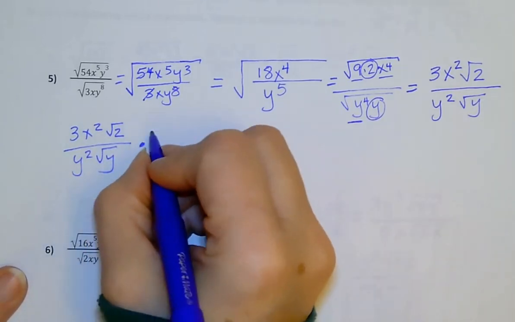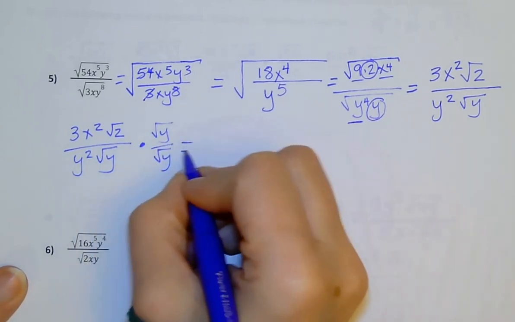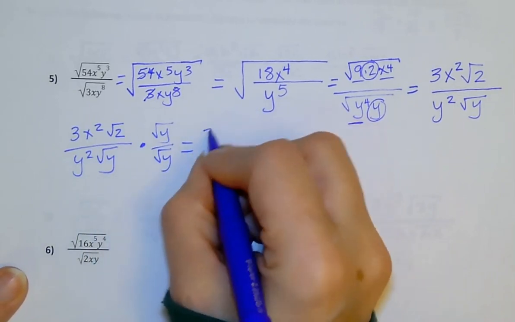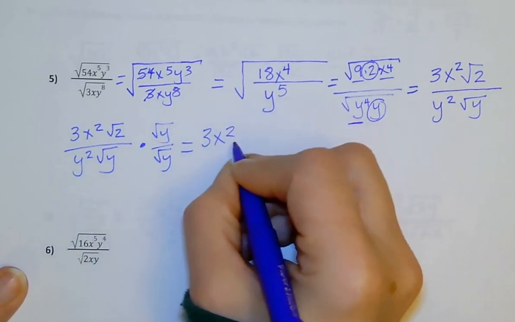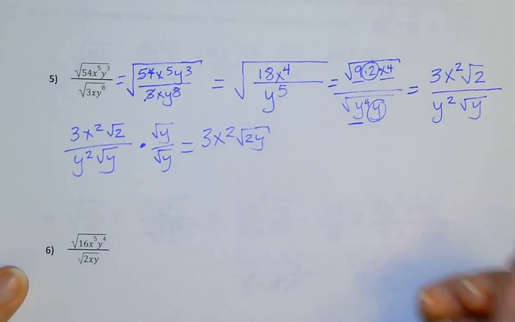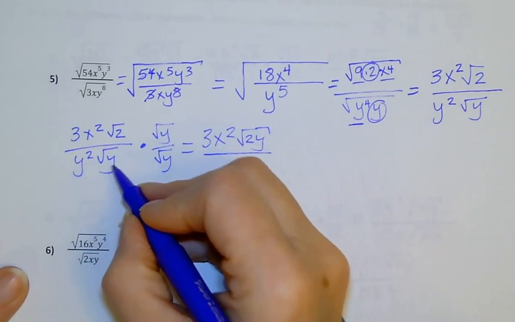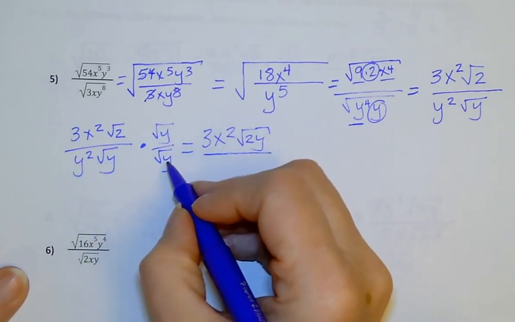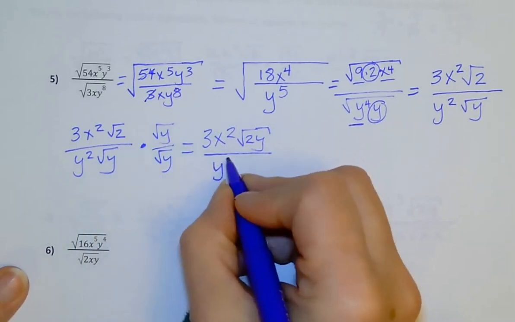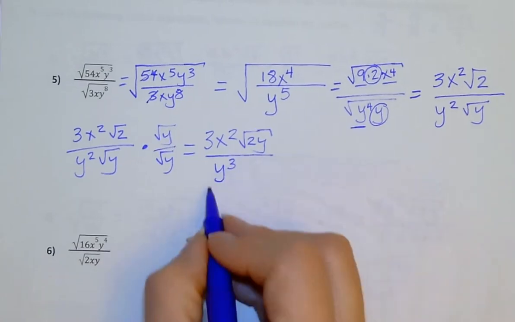I want to get rid of that, so I'm going to write square root of y over square root of y. And I have 3x squared times the square root of 2 times the square root of y. That's going to look like 3x squared times the square root of 2y when I use my product rule, all over y squared times the square root of y times the square root of y. You know that is y squared times y, which is going to be y to the 3rd. Okay, and do that out step by step if you need to, but I promise it's y to the 3rd.